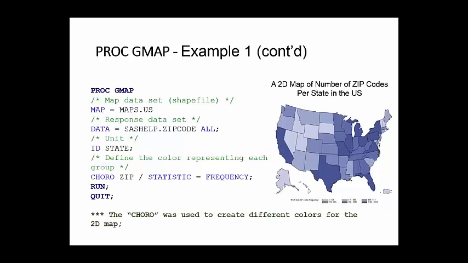The choro statement tells SAS to color the map differently based on the frequency of the variable, which is the number of zip codes. The statistic equals option specifies the statistic for the response variable. Here, what we have is the different zip codes in different areas. Since we are mapping the number of zip codes, we need to specify the statistic option as frequency. After running PROC GMAP, you'll get a 2D map as shown on the right.